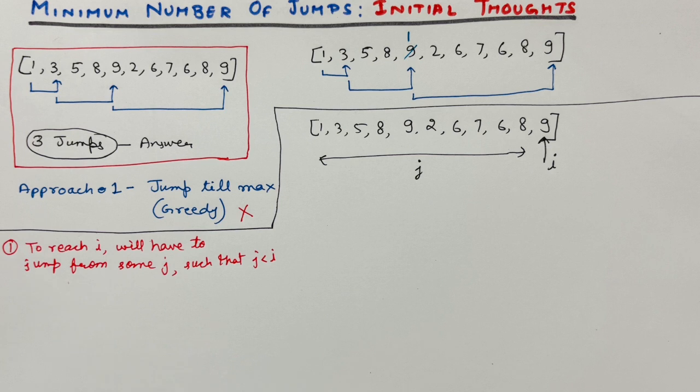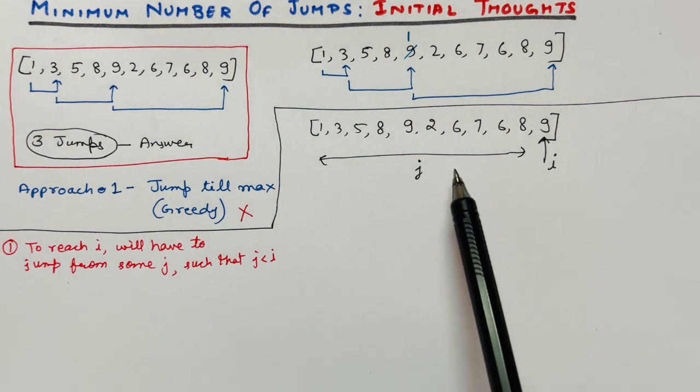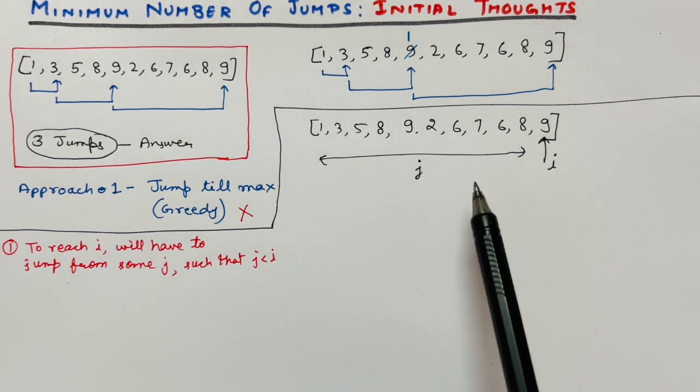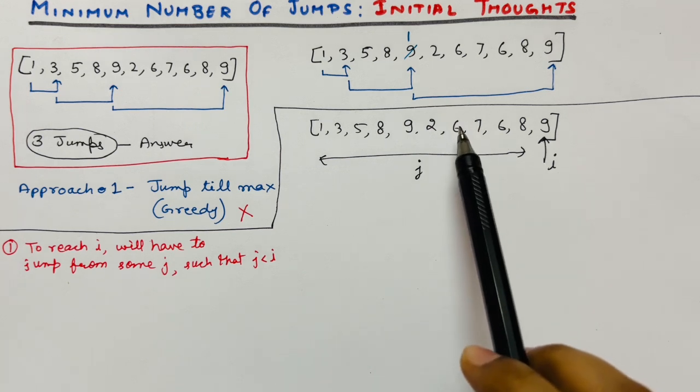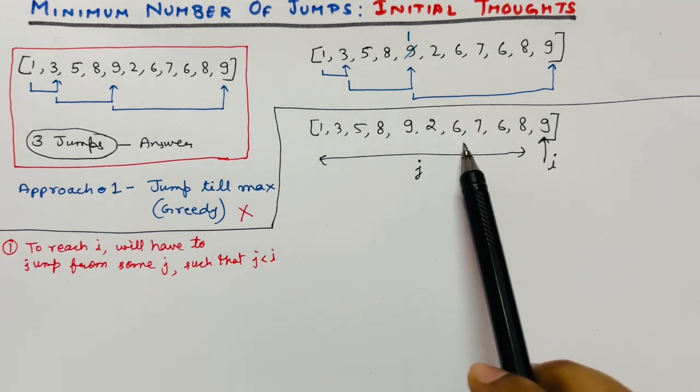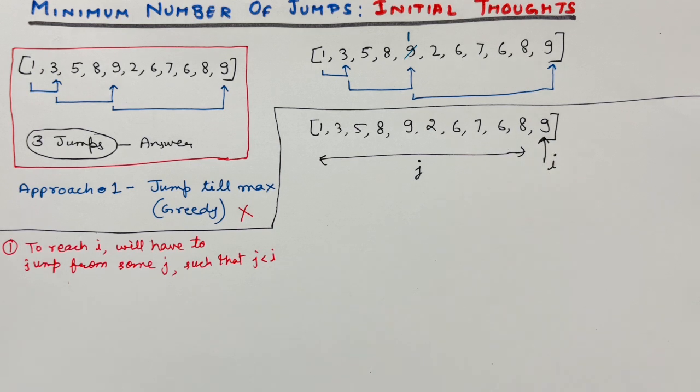But another thing is needed. To jump from any particular index j to i, the value at that index should be greater than or equal to the number of steps remaining to reach i.